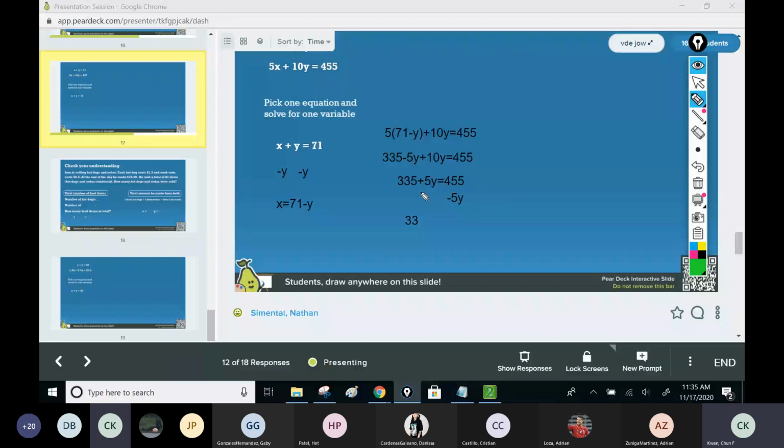If you do minus 5y, it doesn't get you closer to your answer. So you need to remove the 335, so you would do the opposite. Minus, yes, there you go. You got it. Minus 335 on the left and then on the right.